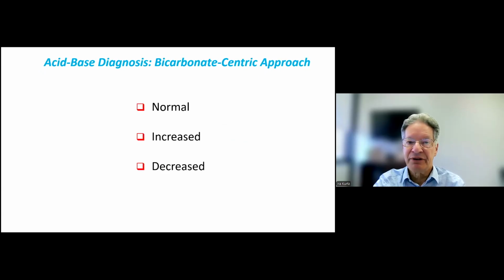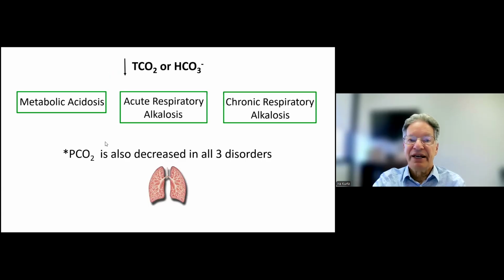And you ask your mind the following question: is that value normal, increased, or decreased? So the first thing is to focus on that entity, and then the second thing is to ask, is it normal, increased above normal, or decreased below normal? If the answer is it's decreased below normal, then you have three possibilities, which is the next thing you have to memorize for the acid-base diagnosis. It's either a metabolic acidosis, or it's an acute respiratory alkalosis, or a chronic respiratory alkalosis.